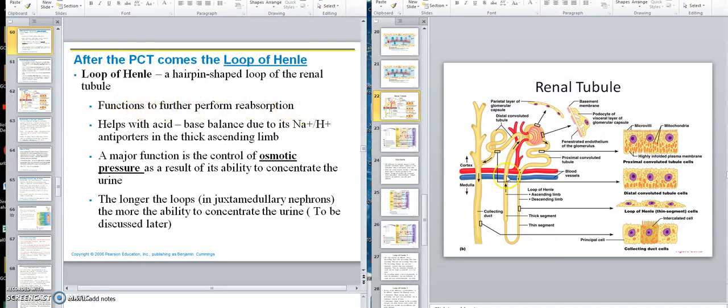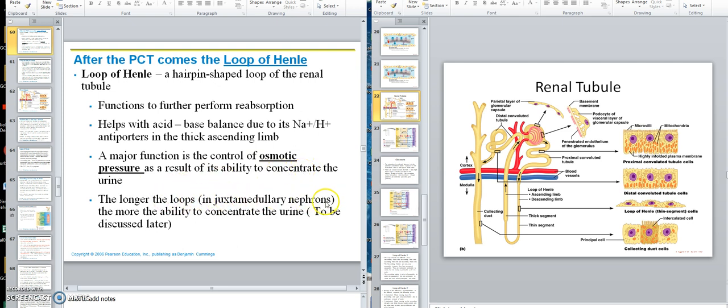further perform reabsorption. So remember, we only did some reabsorption. For example, we only did 80% of bicarb in the proximal convoluted tubule. If you lost 20% of your bicarb, you'd be dead. So the tubules after the proximal convoluted tubule's job is to find, adjust, and bring back the amount of bicarb you need. And again, you wouldn't bring as much back if you had alkalosis. So it helps with acid-base balance due to its sodium-hydrogen antiporters in the thick ascending limb. A major function is to control osmotic pressure.